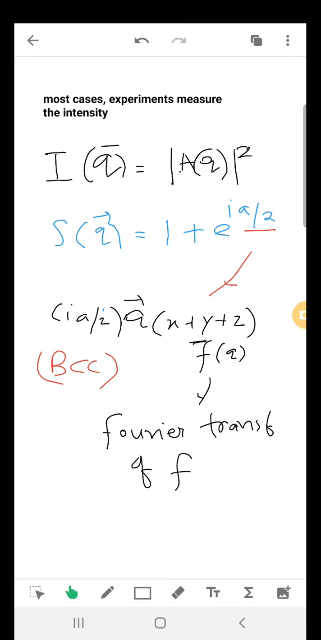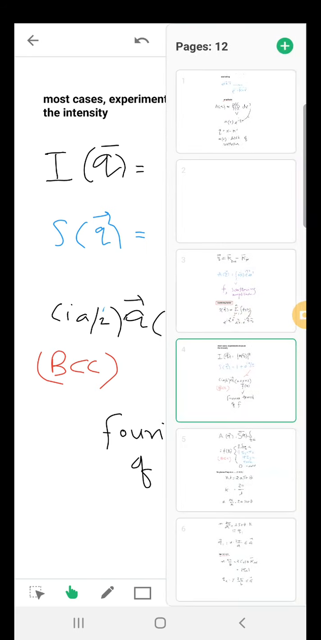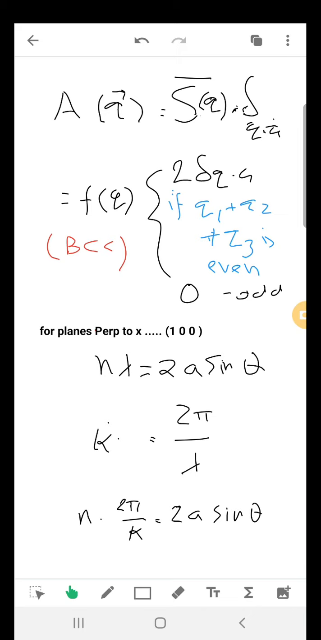In the case of a BCC, with x plus y plus z, this term is reduced to the Fourier transform of f. And again, we have the scattering amplitude f(q) equal to 2 delta q dot g if the sum of the three indices is even. So this is one of the conditions, that all the h k l values should add up to give you a basis structure. And for planes perpendicular to x, n lambda equals 2a sin theta is the diffraction condition.